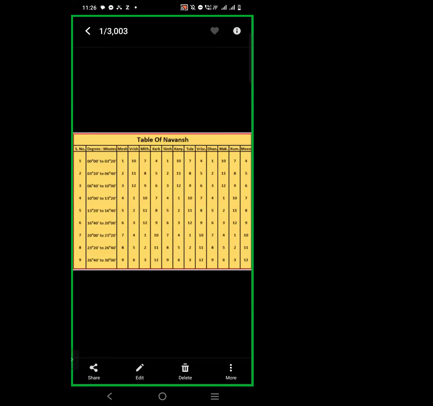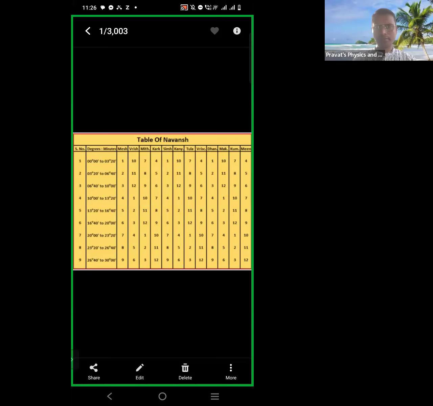Because D9 depends upon dividing a particular sign into 9 parts. A sign is 30 degrees and every sign is associated with 9 nakshatra padas. So that ultimately means each division is equal to the expansion of 1 nakshatra pada.